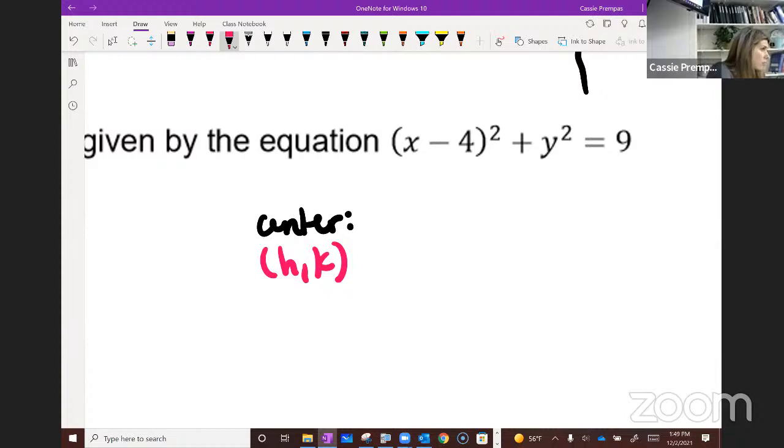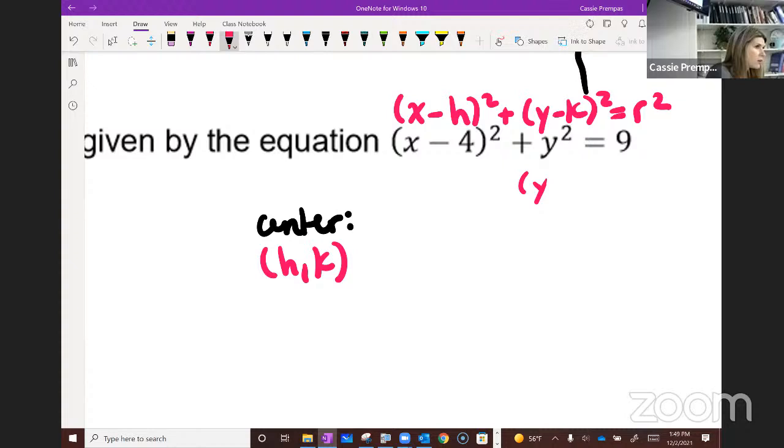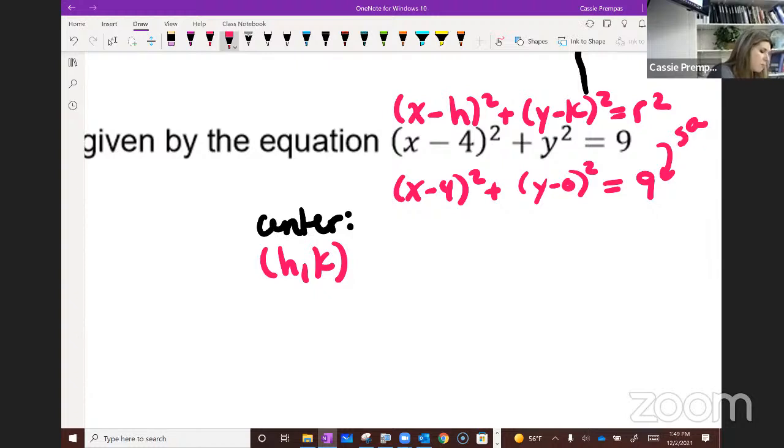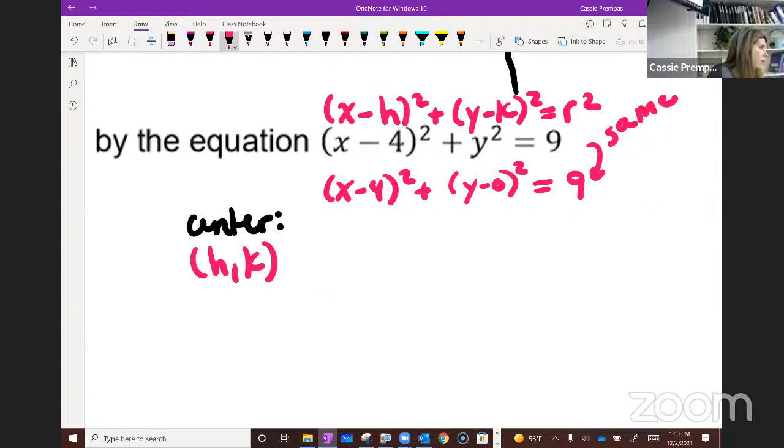This is a circle. So I know that it's coming to me in the format of x minus h squared plus y minus k squared is equal to the radius squared. Now there's nothing that's being subtracted from y. What number could I say is actually being subtracted from y? 0. So I could call this x minus 4 squared plus y minus 0 squared is equal to 9. That's the same thing, but it might help me identify the center better.